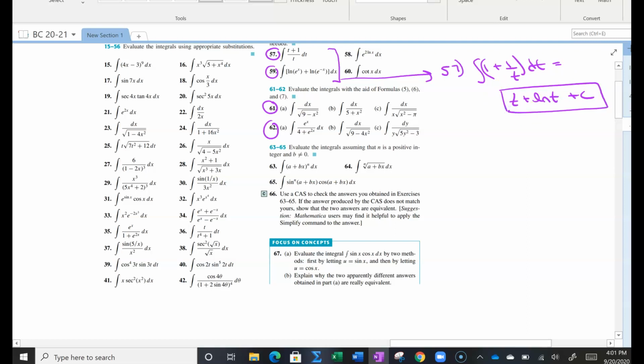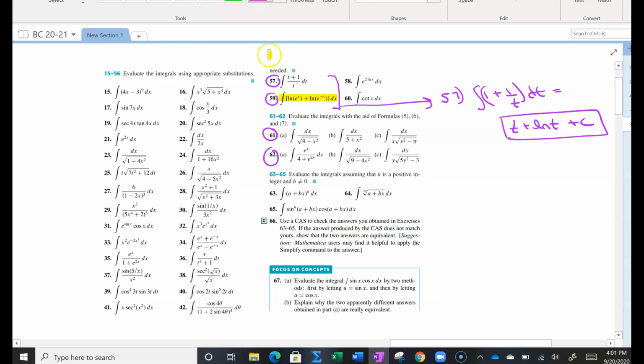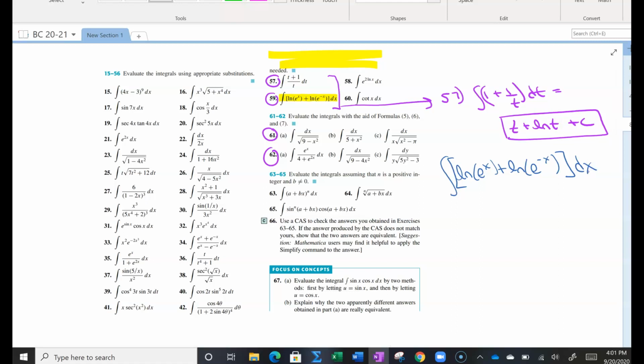59, this is one where you may have tried u-sub. I think I cut off the directions, but if you read them, it said to play around with it algebraically first. If you look at this, the indefinite integral of the natural log of e to the x plus the natural log of e to the negative x, it's definitely not a derivative rule in reverse, and I don't think there's any u-sub that would help you here.